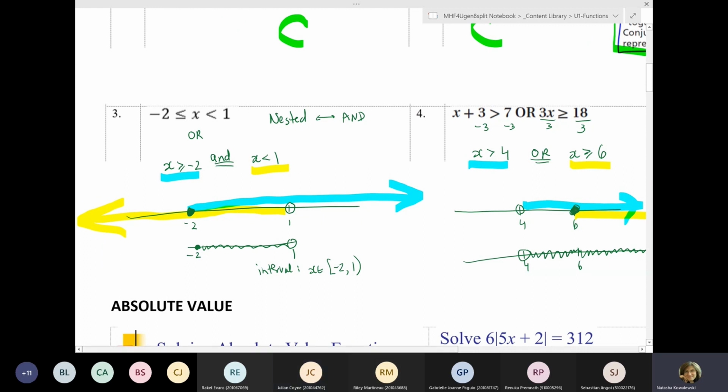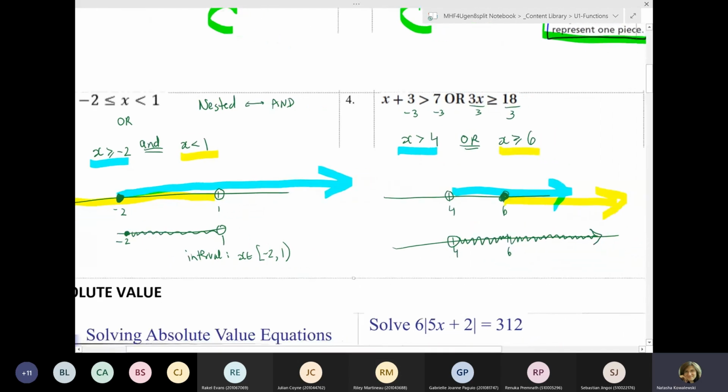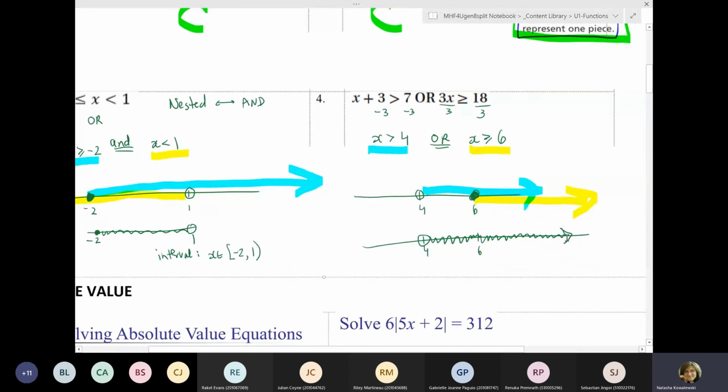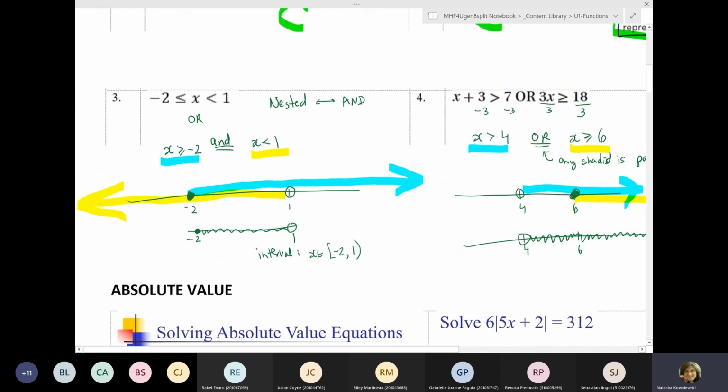Julian, thank you. So you do want to go from 4 to infinity because when it says or, that means anything that's shaded you capture. So when you see the word or, anything shaded is part of the solution. When you see the word and, think only both shaded parts are part of the solution. Any questions about that?